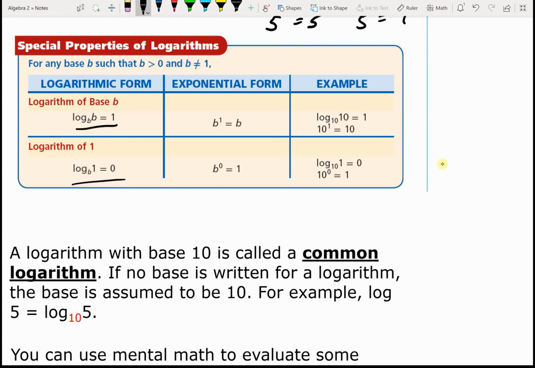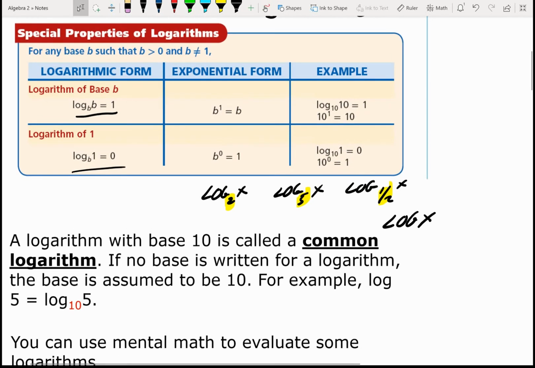So for example, we've been working with log base 2 of x, log base 5 of x, log base 1/2 of x. But when we're talking about base 10, we generally don't write 10 as the base, because it's understood that if I just have log of x, that is log base 10. We generally don't write the 10 because it's understood that we're talking about base 10. So if no base is written for a logarithm, the base is assumed to be 10.